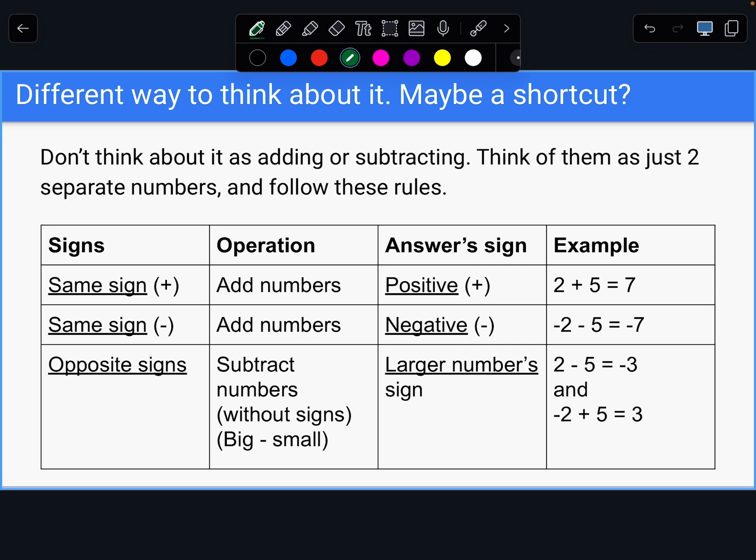Now notice, if they're the same sign but they're negatives, you still add the numbers. So add the numbers without thinking about the sign. And because your original numbers were negative, that means your answer is going to be negative. Like this example, we have -2 and -5. These are both the same sign, but they're negative. So we add the 2 numbers together. Just think of them as the numbers. 2 and 5 make 7. But because they were both negative, that means now our answer is also negative.